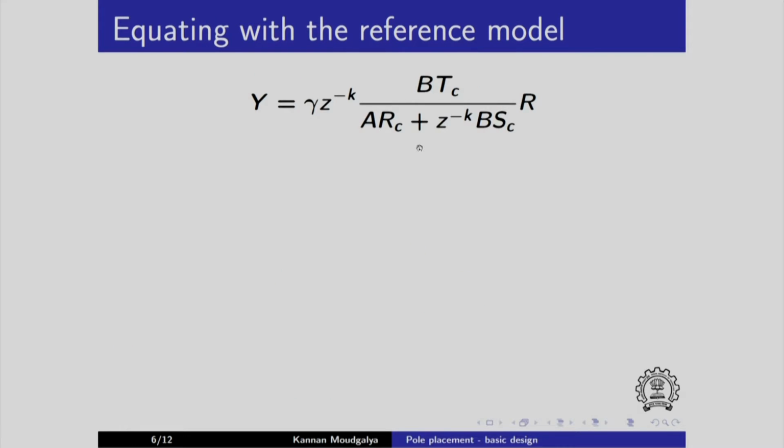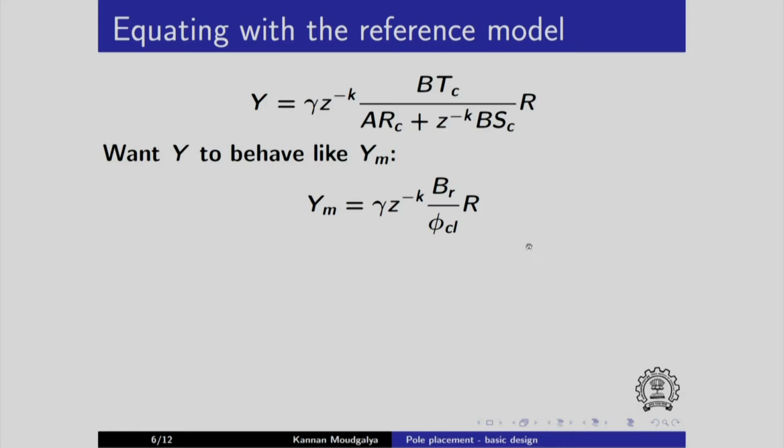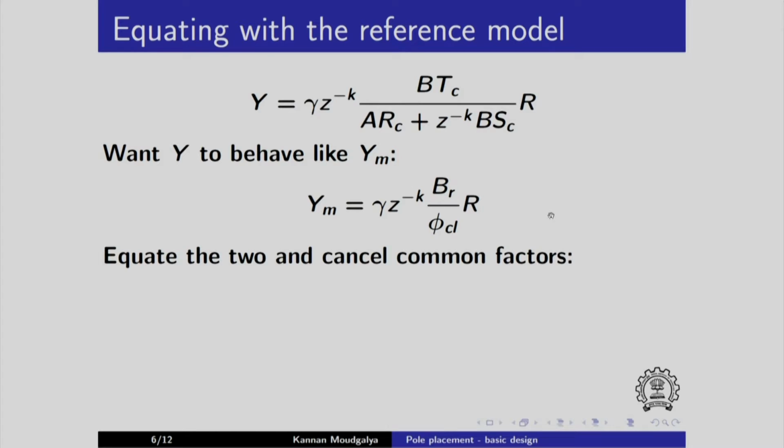Alright, let us start with the expression we obtained in the previous slide and then let us equate it with the reference model. We would want this y to behave like the model output ym given earlier. Notice that we have gamma here and also gamma here. So let us equate the two and cancel common factors. We can get rid of gamma z power minus k. So we equate this transfer function here and here, we get this expression.